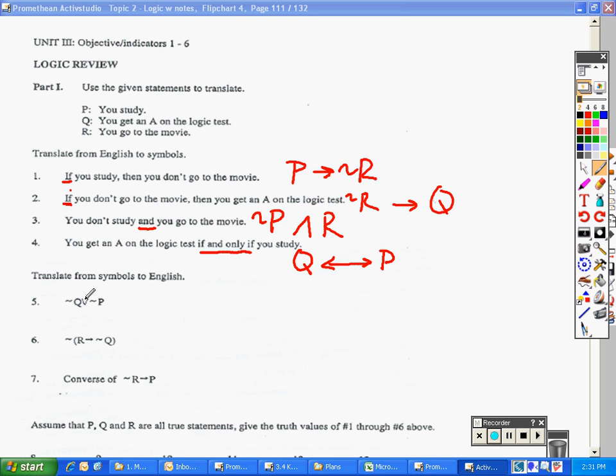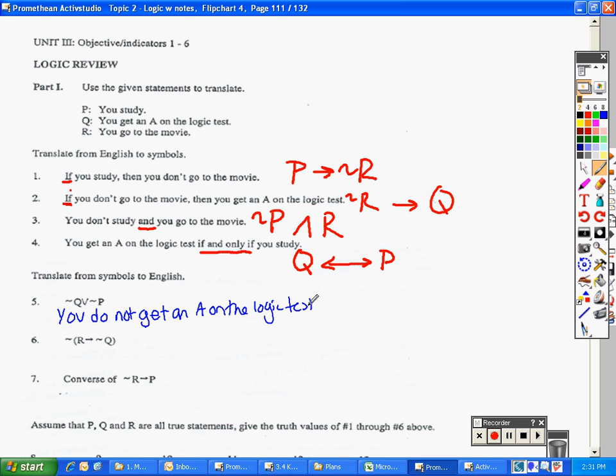All right, next section, we want to convert from symbols to English. So this is the opposite of Q. Q says you get an A on the logic test, so I'm going to say this is you do not get an A on the logic test. This symbol means or, the opposite of P. P says you study, so this would be you did not study. The opposite of what P was saying.